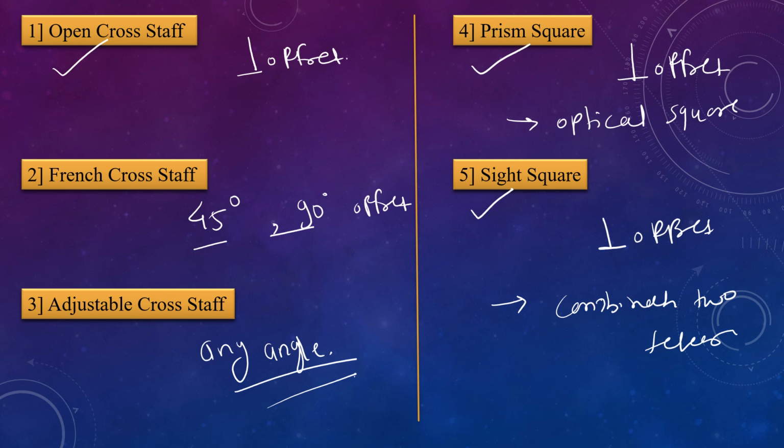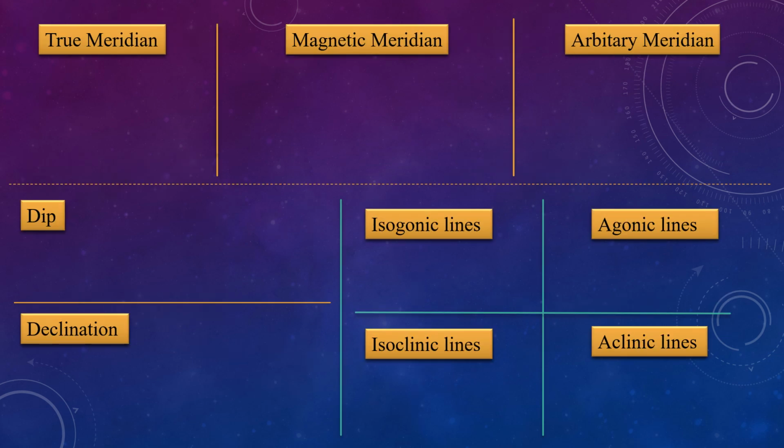Okay, the next is true meridian. True meridian is a fixed line of reference to determine the direction of the survey line. It is the line in which the plane passes through the north and south pole. And this true meridian is always constant.